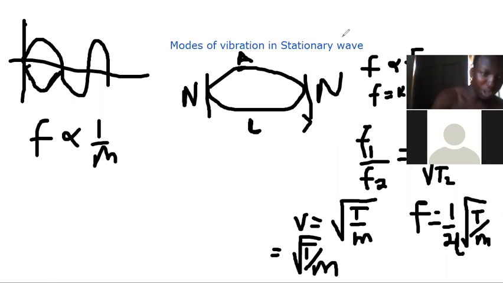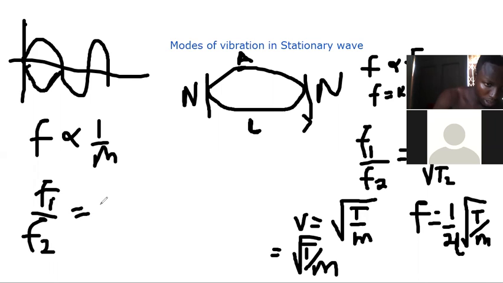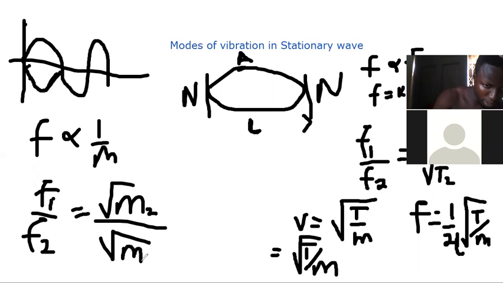So this will be like the first one. It's inversely proportional. So if you have frequency 1 over frequency 2, F1 over F2, that will be equal to root M2 over root M1. I'm going to get something like that.